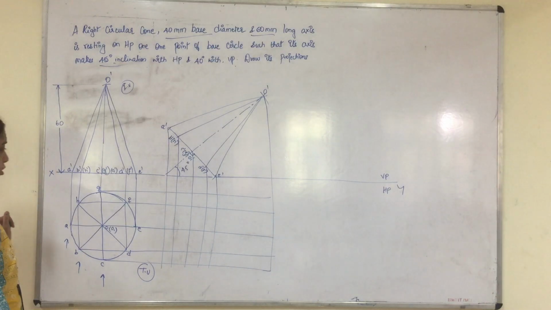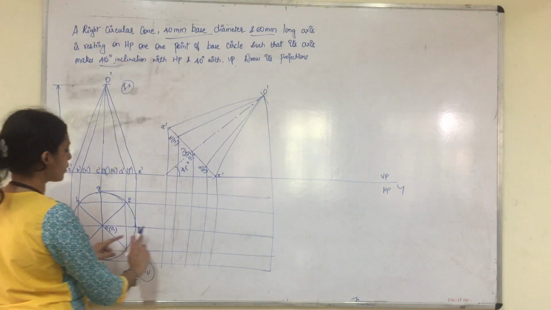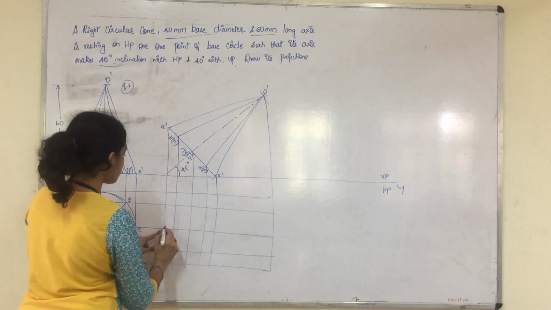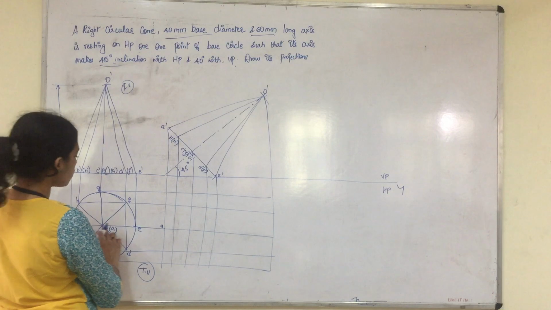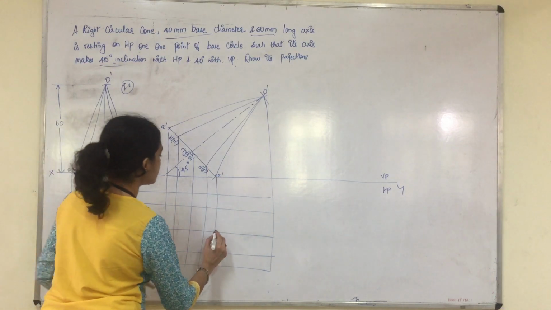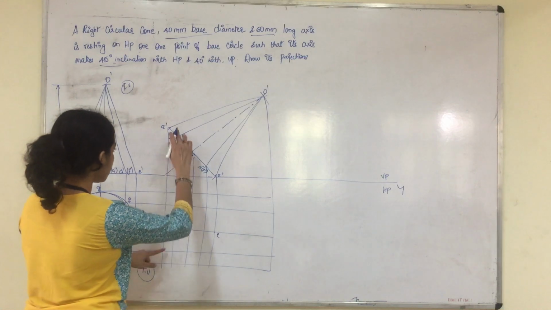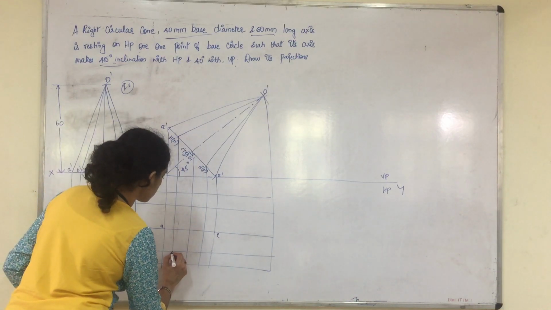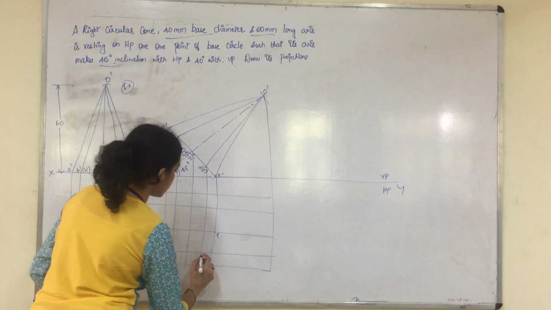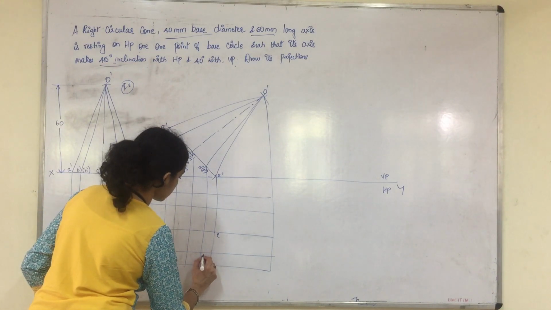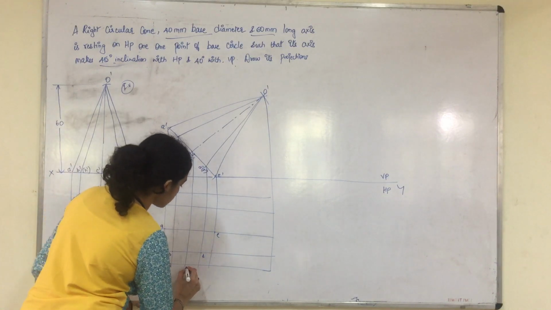Okay. So after drawing the projection lines, you kindly erase the extra lines. After erasing the extra lines, you start reading the locus. So locus of A is meeting A dash at this point. So this is our A. And locus of E is meeting E dash at this point. So this is our E. Locus of B is meeting B dash at this point. So this is our B. Locus of D is meeting D dash at this point. So this is our D. Locus of C is meeting C dash at this point.